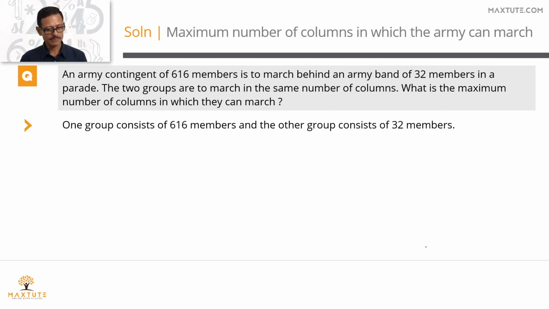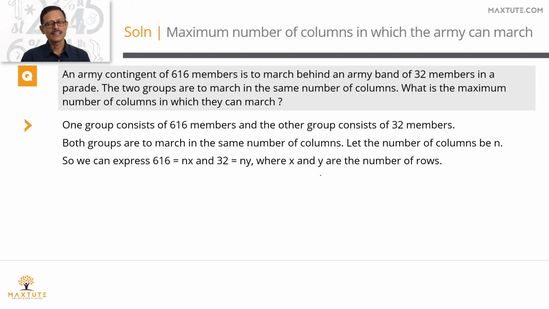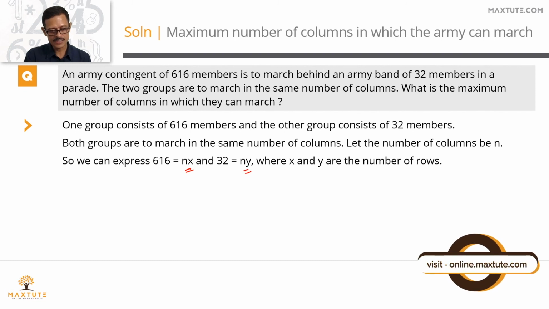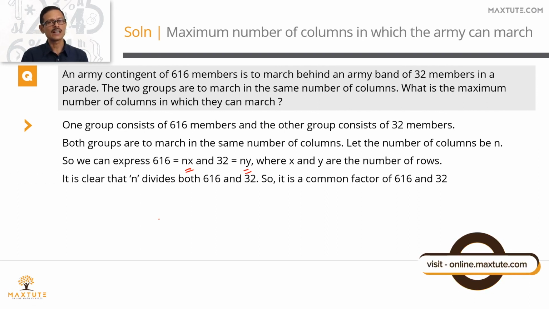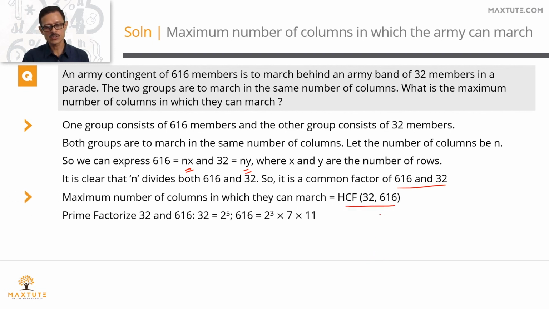Quickly summarize it in a printed form. They'll be marching in columns of n people. 616 is divisible by n, and 32 is also divisible by n, because 616 can be written as n times x and 32 can be written as n times y. x and y are the number of rows; don't bother about x and y. They're of no consequence to this question. Our objective is to find out the highest value of n. It's quite evident that n divides 616 and n divides 32. n is a common factor of 616 and 32. The maximum value that n can take is the HCF of these two numbers.